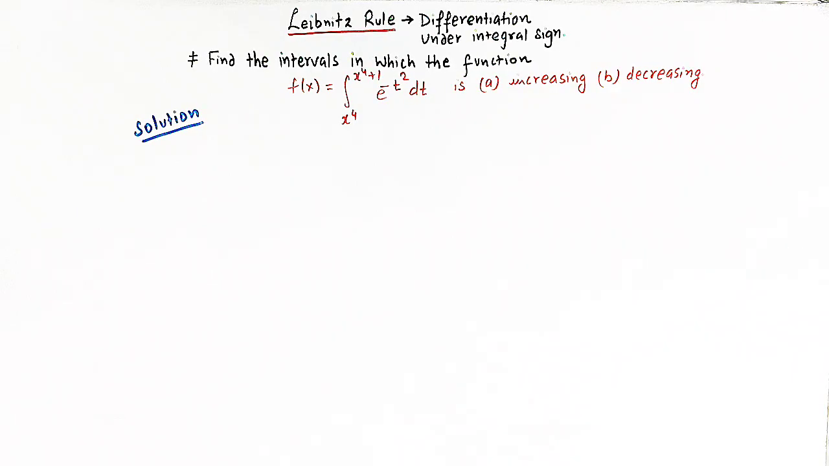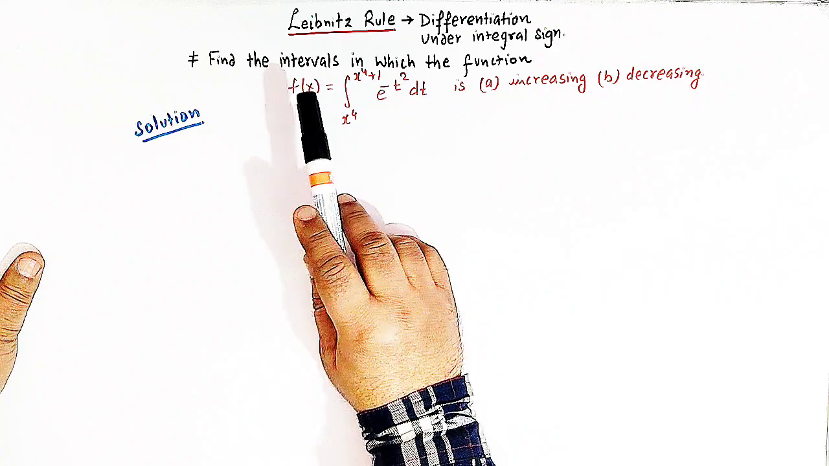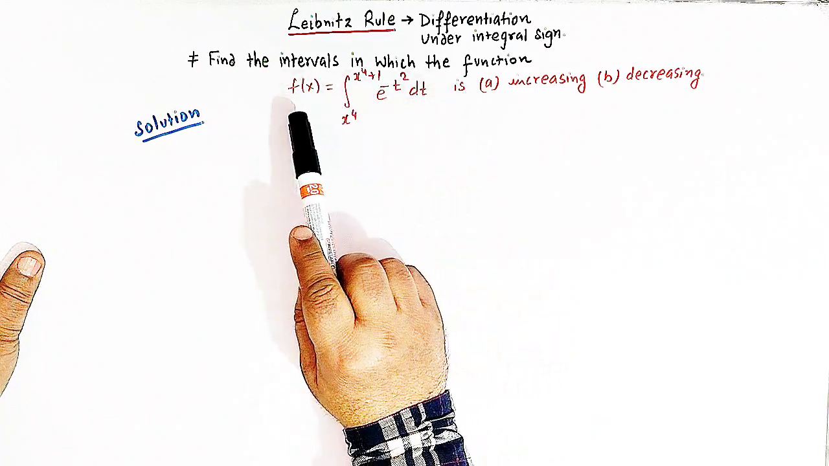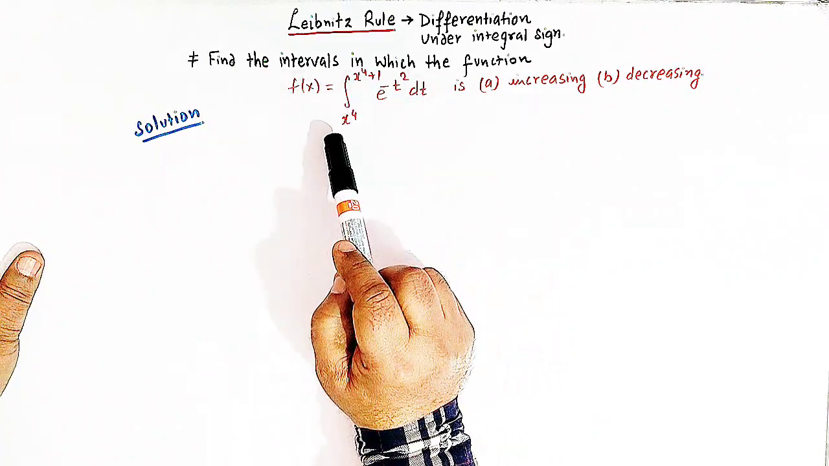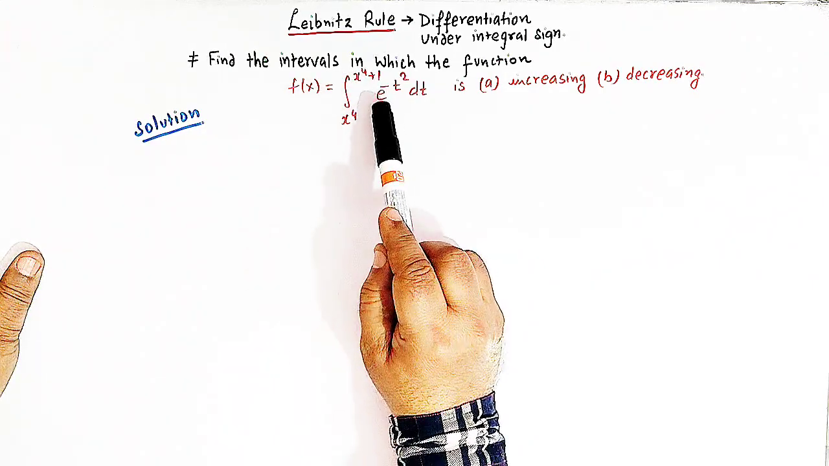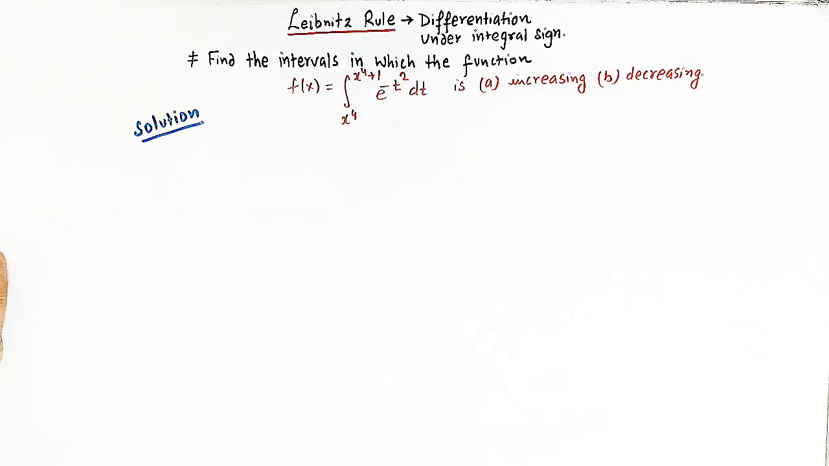Hello viewers, in today's session we are going to discuss a very important and conceptual problem related to Leibniz rule of differentiation under the integral sign, right? In this class we'll solve this problem using the famous Leibniz rule, and here the problem is we have to find the intervals in which the function f of x, which is given as the integral from x raised to 4 to x raised to 4 plus 1 of e raised to minus t square dt, is increasing or decreasing, right?